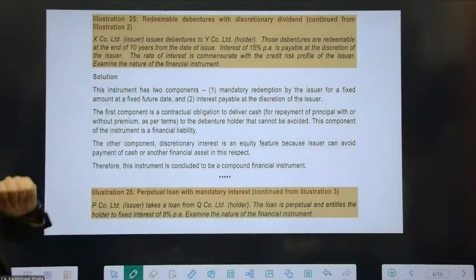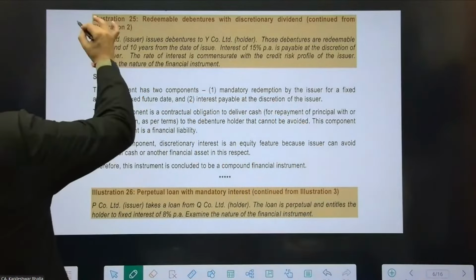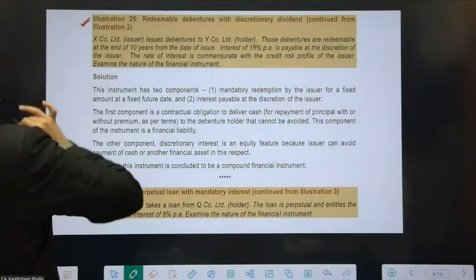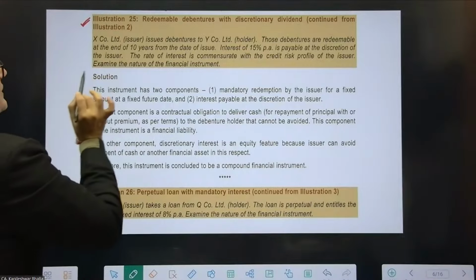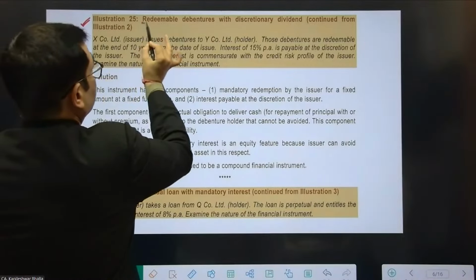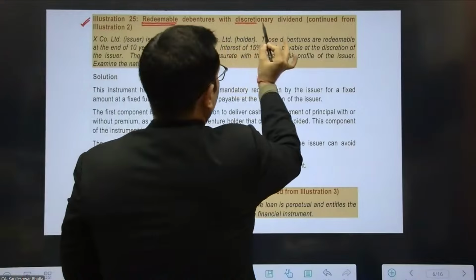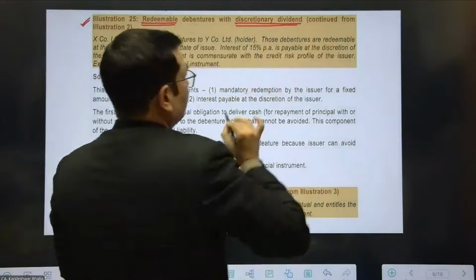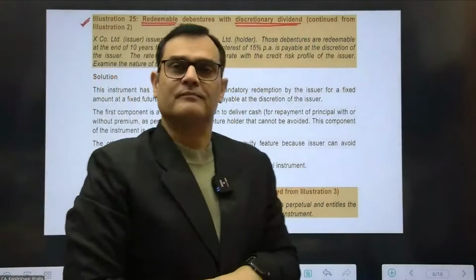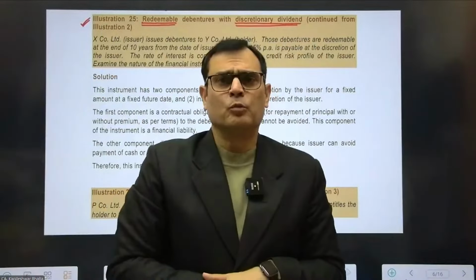Now watch this carefully. Let's have a look at illustration number 25. We can see the name. It says redeemable, and it says discretionary dividends. Would you like to decide at this stage itself that if the mode of payment is cash, what do you think?